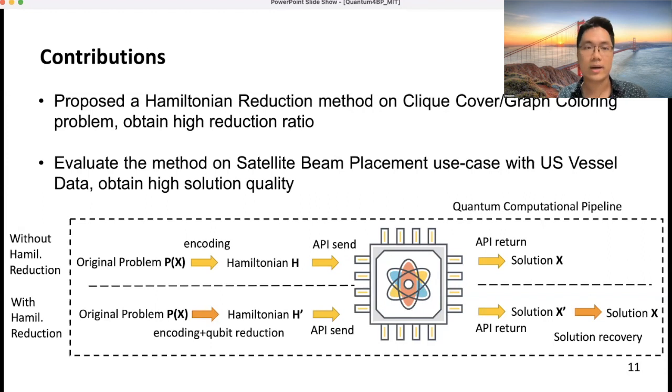To summarize, without the Hamiltonian reduction, you need to encode the Hamiltonian H from P(X), then you send the Hamiltonian to the processor via API, and the API will return you the solution. With the Hamiltonian reduction method, you will construct the reduced version of H, which is H prime. Then you send H prime to the processor. The processor will give you X prime, and you will recover the solution X of the problem P.